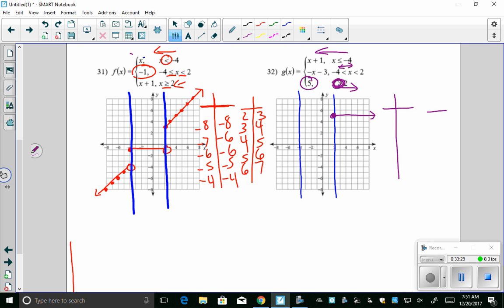If you like the 2 charts, you can draw them. You don't have to. Plug in -4. -4 plus 1 is -3. -5 plus 1 is -4. -6 plus 1 is -5. You see the pattern? It's going to be a closed circle at -4, -3. And then plot the rest of your points. -5, -4. -6, -5. Connect them.